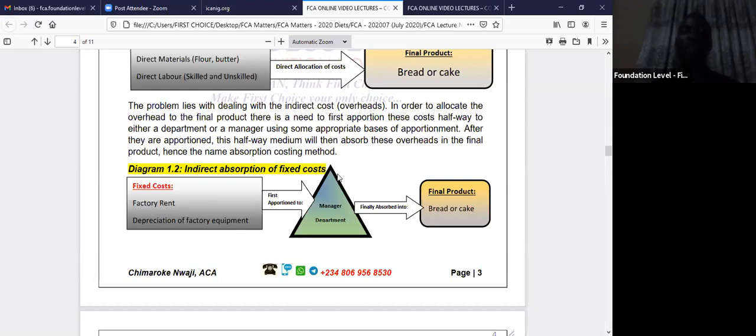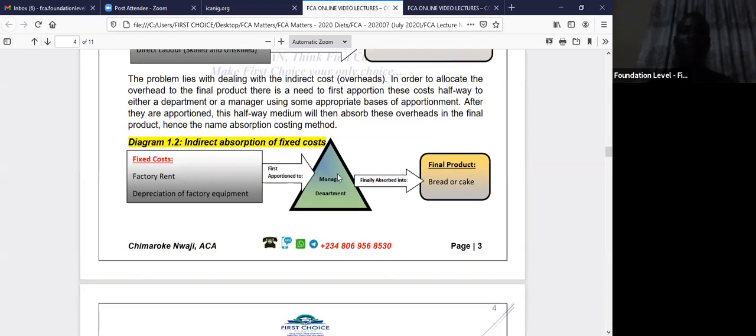I'll reiterate it now. In absorption costing, we divide the costs into two: directly traceable variable product costs, no problem. That's materials, labor, no problem. Then we talk about the period costs. The period costs that are not directly traceable to the product will first of all go through the halfway house to be absorbed. Then you now push it to the final product. And we say that halfway house is a noun.